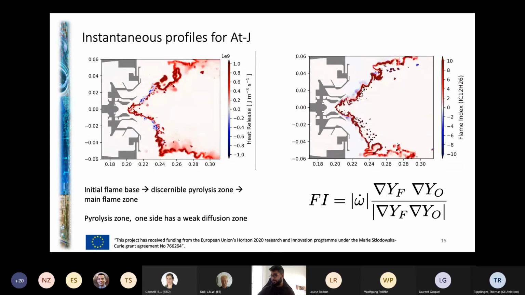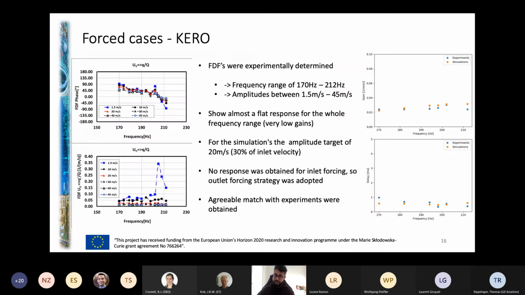So from this, the next step, we take one step back and look at the forced cases for the two-step kerosene. The frequency range over which they did the experiments was very small, that is 170 hertz, 212 hertz, and also for a range of amplitudes from 1.5 to 45. And on the left, you see the experimental data that they have given, and it's almost a flat response with very low gain. And we tried to see what would happen when we tried to compute the point where they have 30% of the inlet velocity as the forcing amplitude.